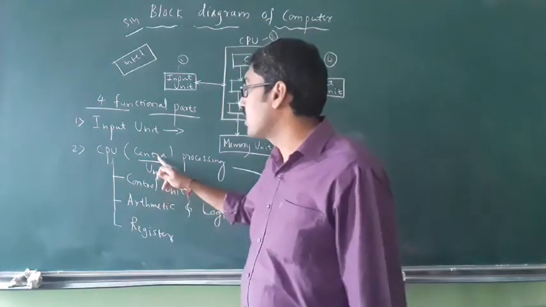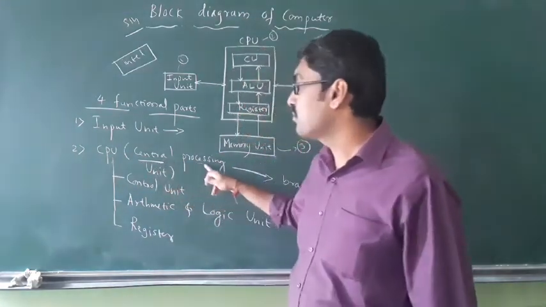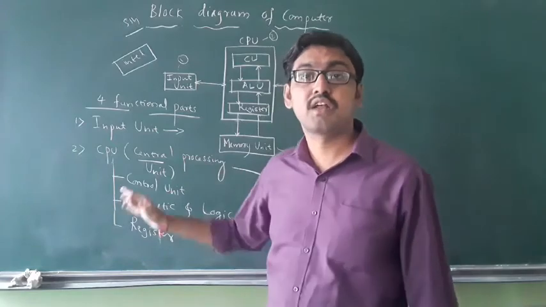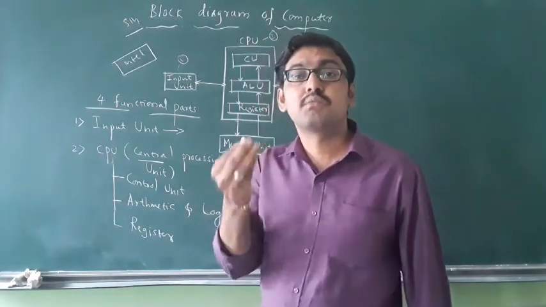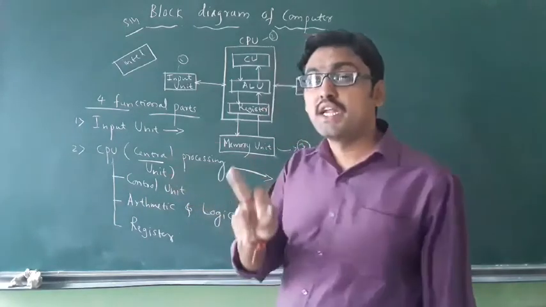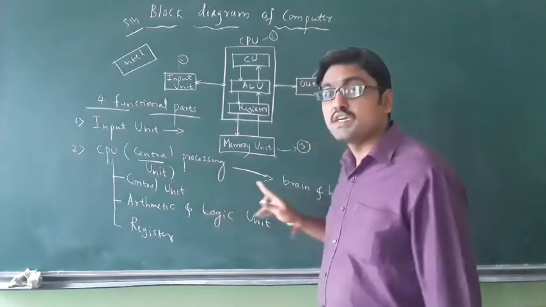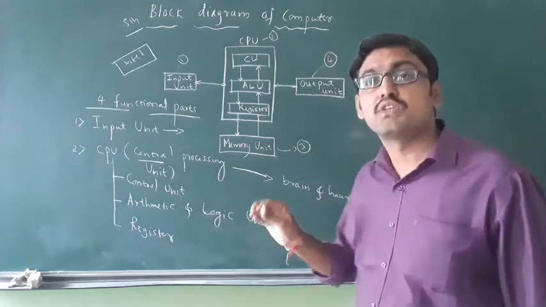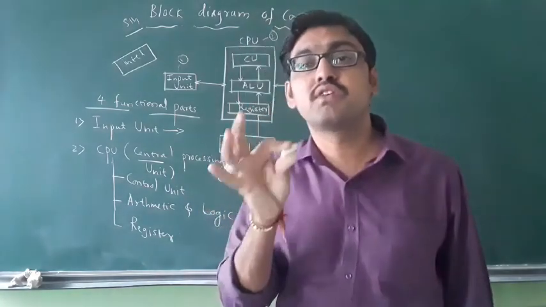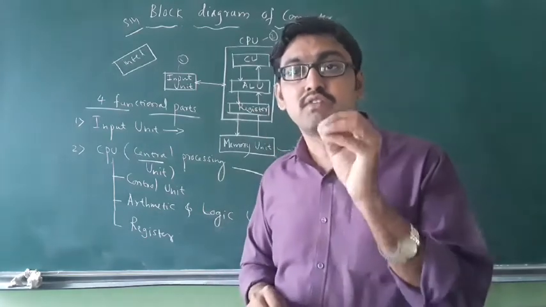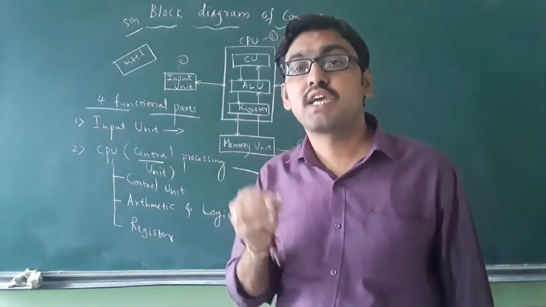What is CPU now? CPU is the central processing unit. The name implies what it does. What is the use of CPU? It is the brain and heart of the computer, which is used to process the data and execute the data. Execute or processing the data means calculation of data.